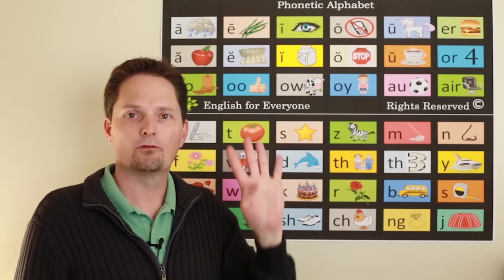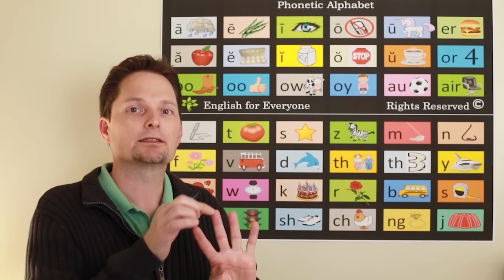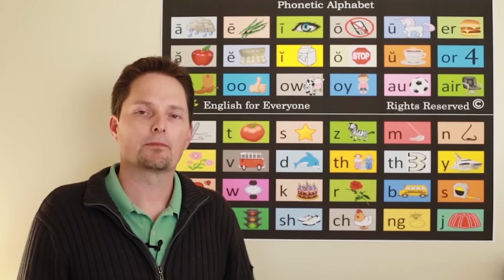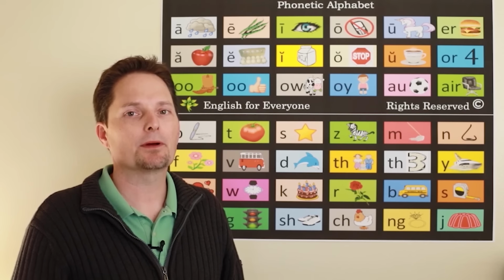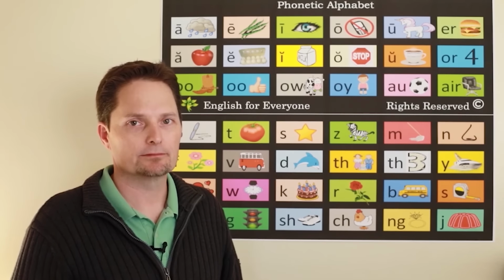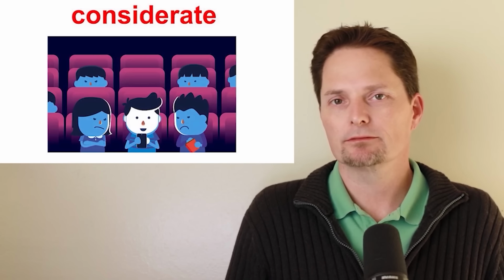Considerate. 4 syllables. The stress is on the second syllable. Considerate. He thinks about other people. He thinks about other people's feelings. He is very considerate. Let's practice. Is he considerate of others?